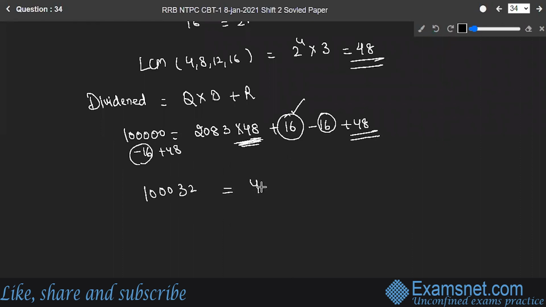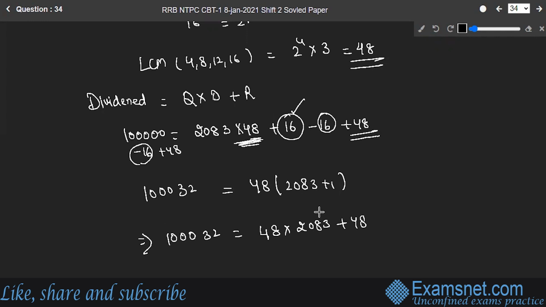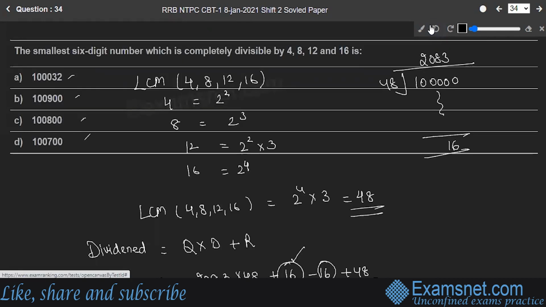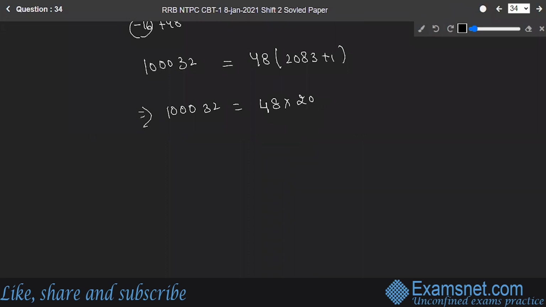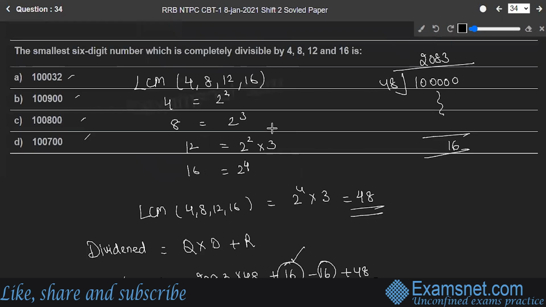100032 is equal to 48 into 2083 plus 48. Sorry, I can write it better like this: 48 into 2084. So this is the smallest 6-digit number which is completely divisible by 48, which is the LCM of the numbers 4, 8, 12, and 16. That means option A is the correct answer.